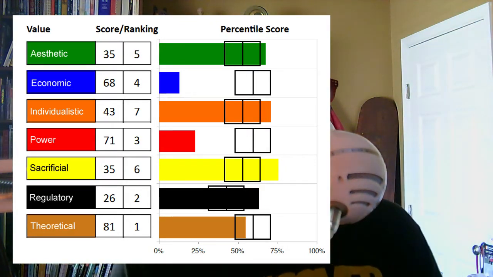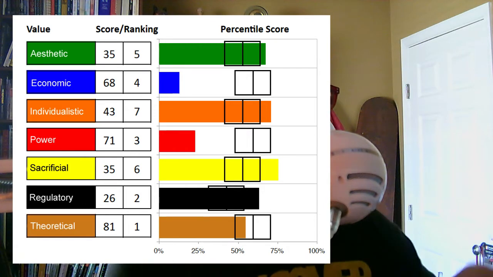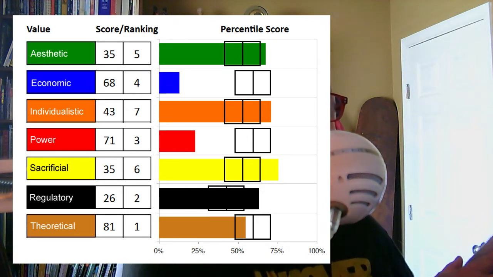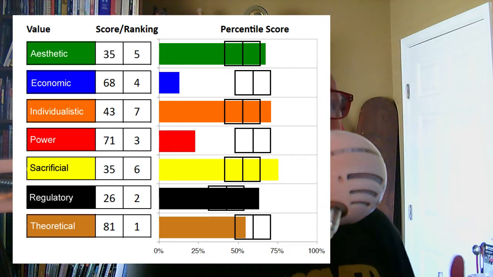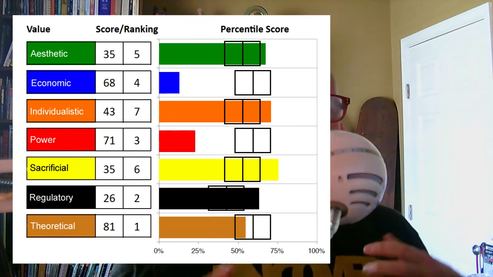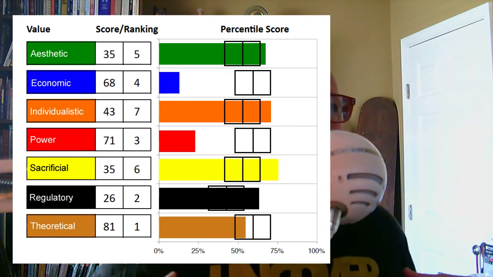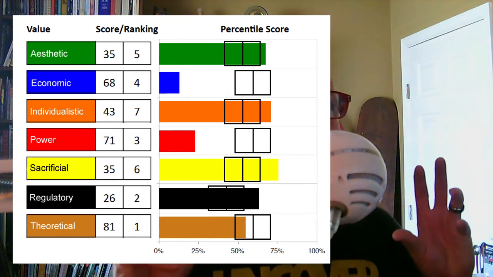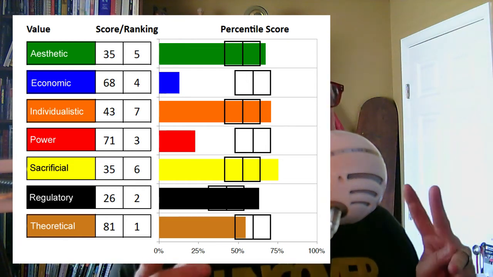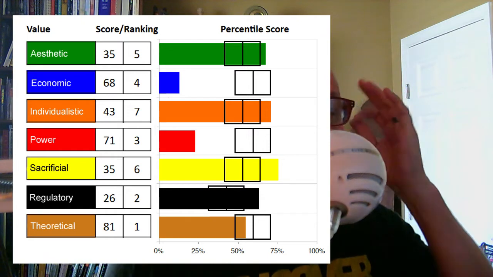So low economic means they're non-competitive. Low power means they're non-authoritative and they're non-controlling. So what does that mean? It means this person's going to settle for what they can get. They're not going to fight for what they want. Ever. Plus, remember, think of the other behavioral profile. Taking is low. Dominance is low. So there's no taking power. There's no determination. And there's no power to control. And there's no people to compete with.